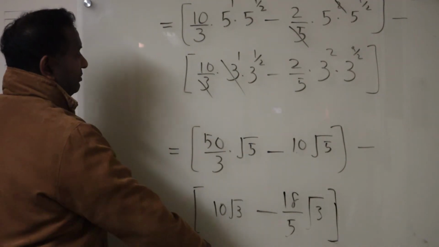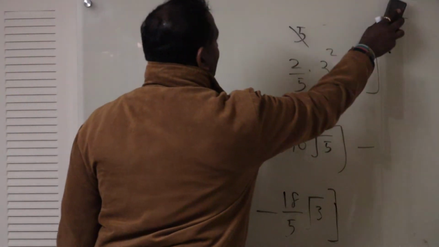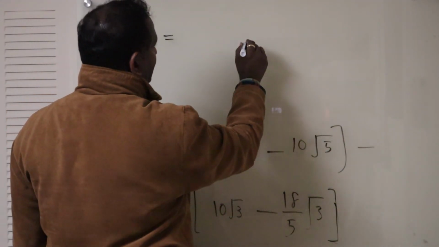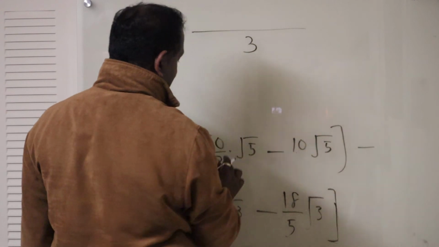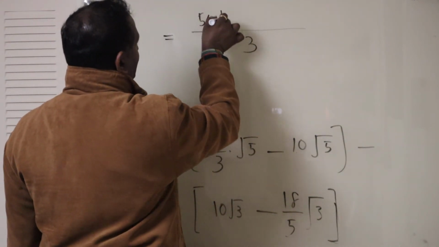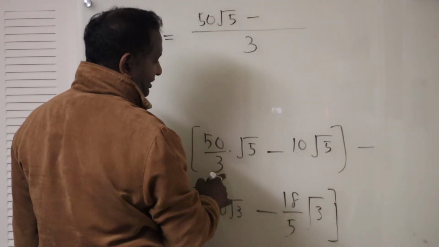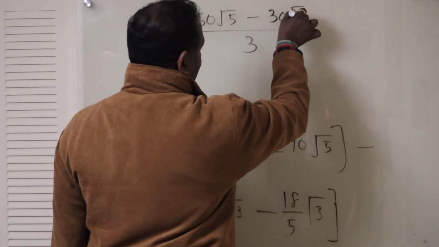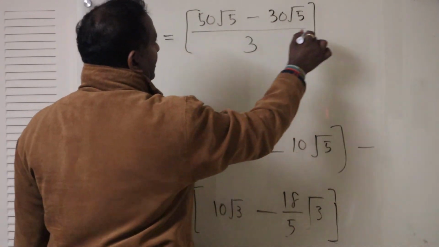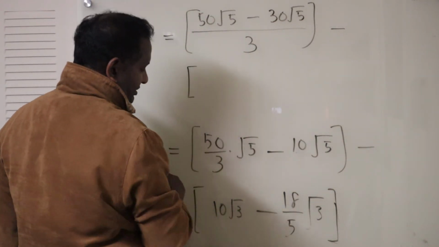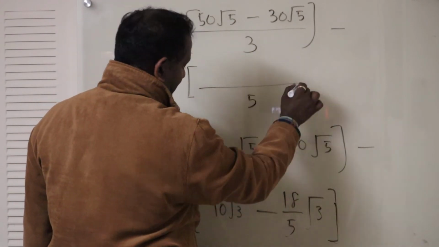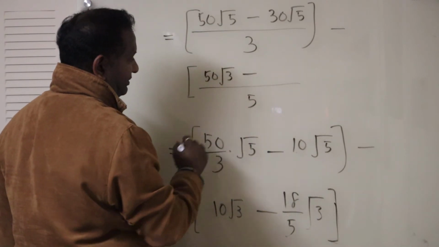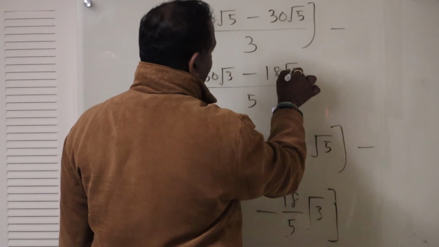Now let's simplify this one by getting the least common denominator. On this set, you have 3 being the common denominator. Here, then, 50 times square root 5 minus 3 times 10 is 30 square root 5. That is the first set. Minus, the common denominator is 5. 5 times 10 is 50. 50 square root 3 minus 18 square root 3.